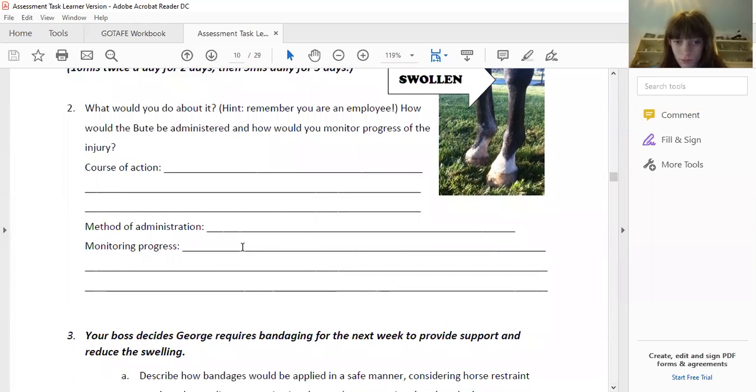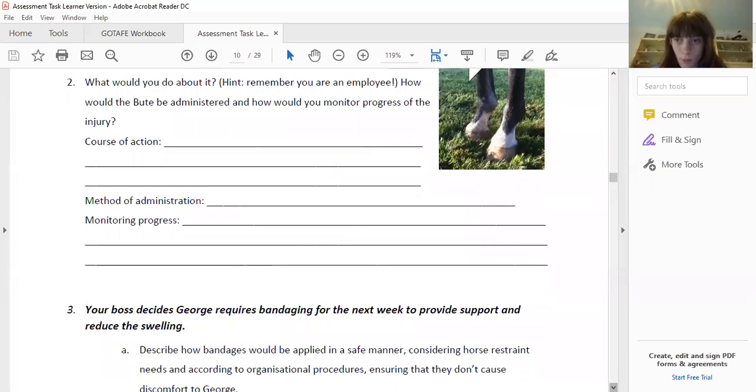Monitoring progress. What do we do to keep an eye on him and just check him over the next few days? Do we need to be looking at the swelling? Do we need to be looking at lameness? Do we need to be looking at his general demeanour? Consider those sort of things.